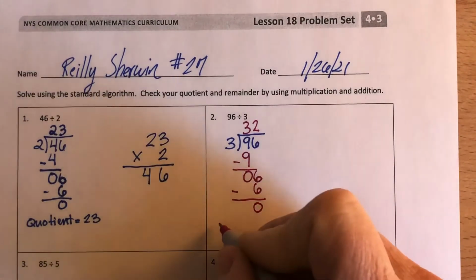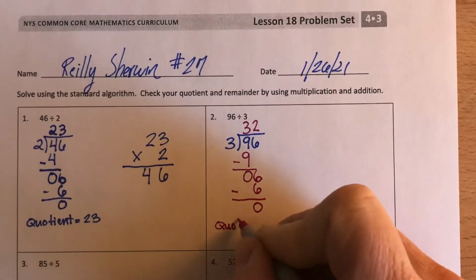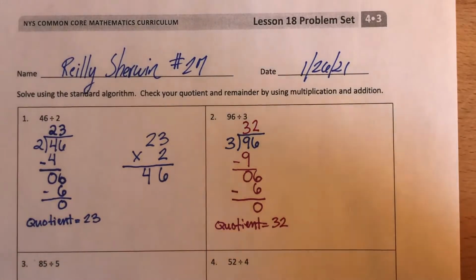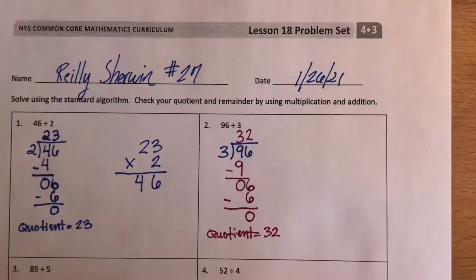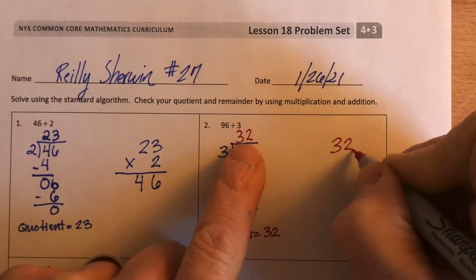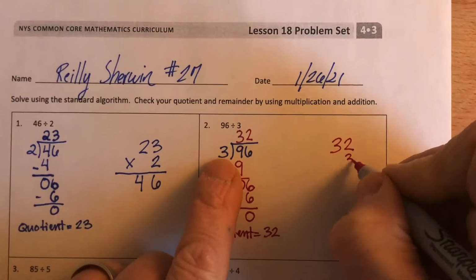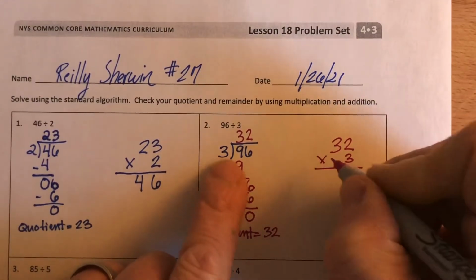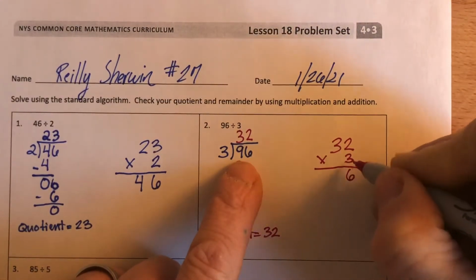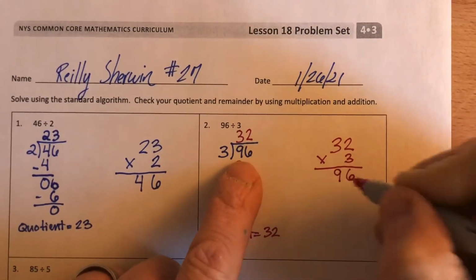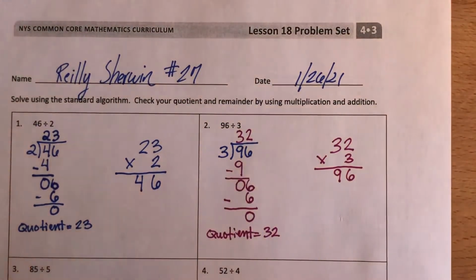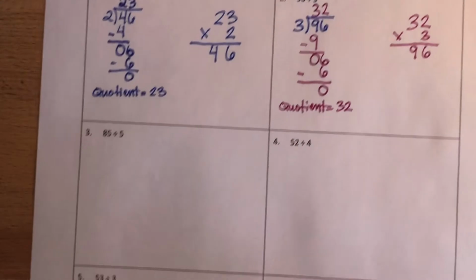So I'm gonna write down quotient, Q-U-O-T-I-E-N-T, equals 32. Well, let's check with multiplication over here. So I start with my quotient, which is 32. I multiply my divisor, which is a small number on the outside, and I should end up with 96. 3 times 2 is 6. 3 times 3 is 90. So yep, look at that, 96, 96. I'm good. On to the next one.